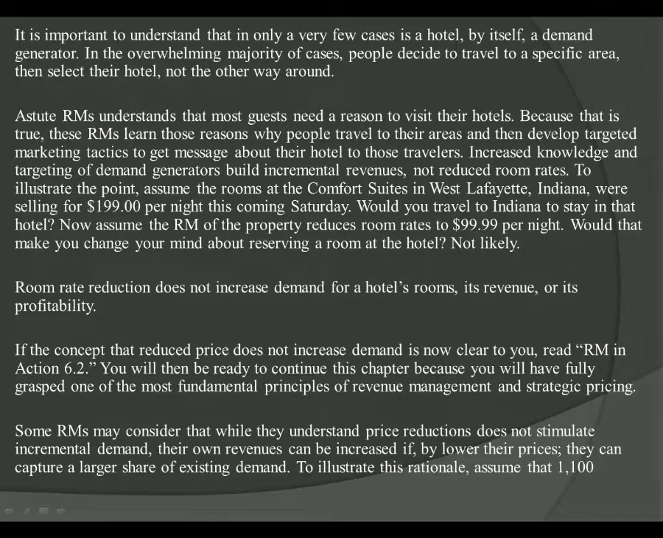It is important to understand that in only a very few cases is a hotel by itself a demand generator. In the overwhelming majority of cases, people decide to travel to a specific area, then select their hotel, not the other way around. Astute RMs understand that most guests need a reason to visit their hotels.